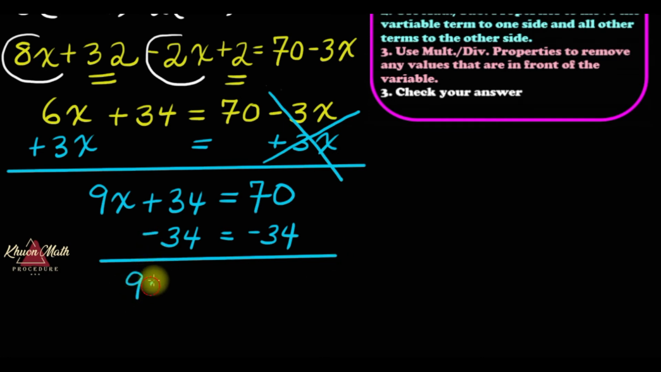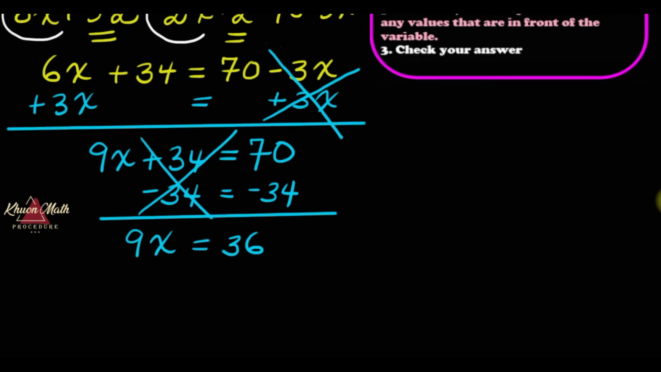So 9x. And these are gone. And then on the right hand side, you have 70 minus 34. Well, that's going to give you 36. Okay, so that's step 2.